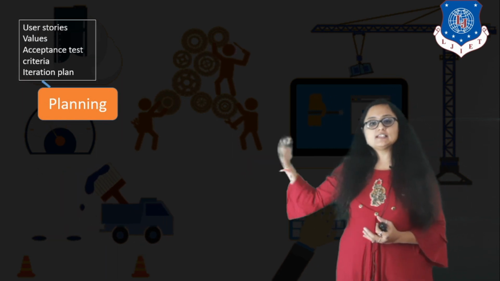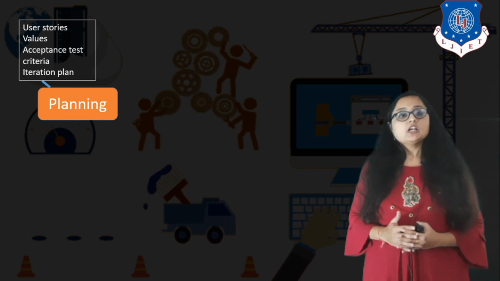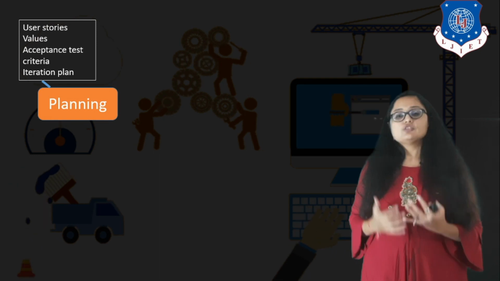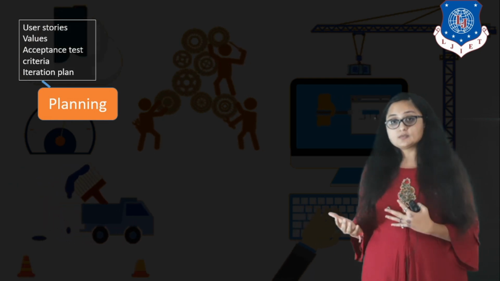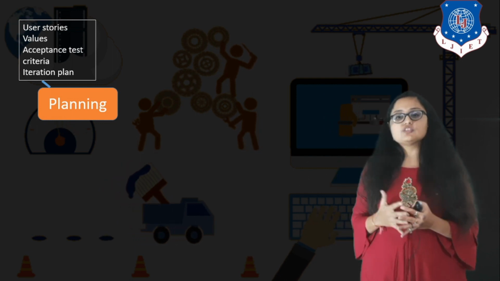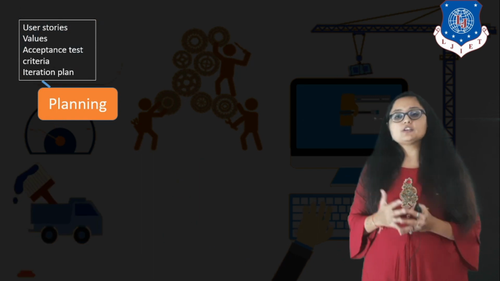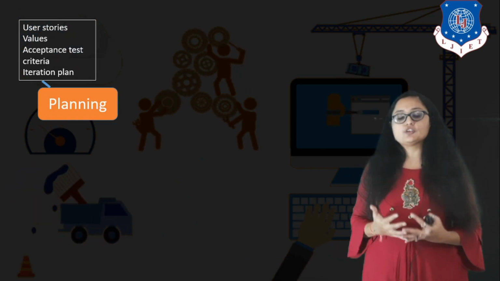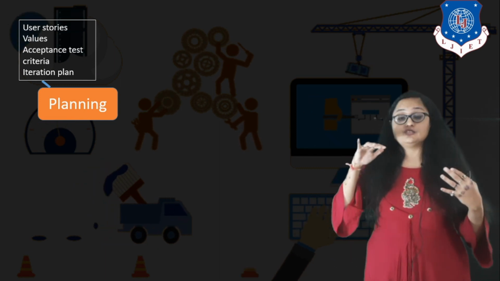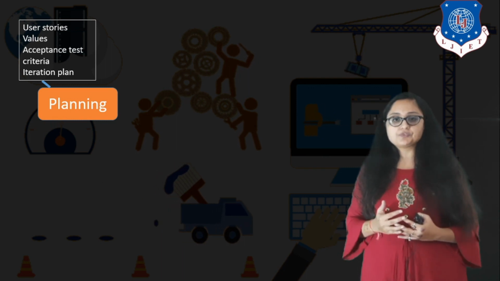The first phase in extreme programming is planning. Now what happens in the planning phase? The first thing that happens is the user story. It means you are communicating with the customer and taking the requirements in the form of user stories. A user story is nothing but requirement gathering. Why do we call it a user story? Because a user story is flexible. You can add a user story requirement later on in the project also, right?